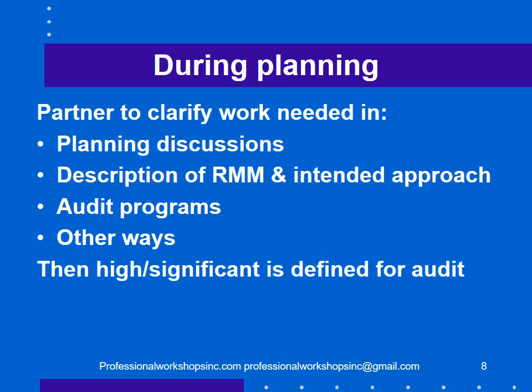So during planning, it's really important that the partner clarify what they mean. How much work is needed? What is the nature of the risk? How do I deal with this risk? And that can be done in the planning discussions. That could be done in the description of risk of material misstatement and the intended audit approach specified in the audit plan. It could be done in detailed audit programs prepared after the partner has thought about those things. And there are other ways that can be done too. There's no one way to do it.